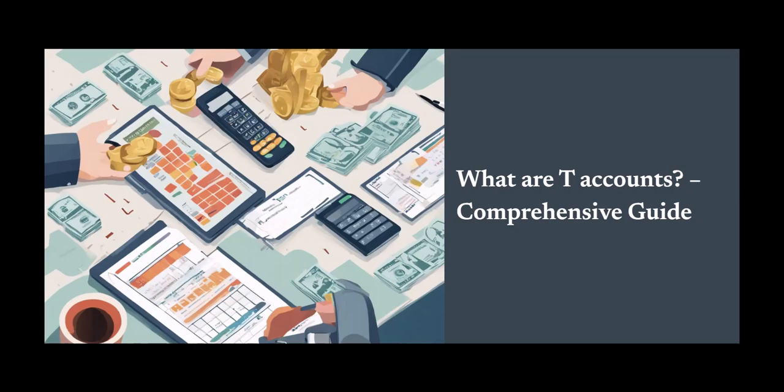Sixth, remember the golden rule, debits equal credits, always. This is the magic formula of double entry bookkeeping. Every transaction will always have a corresponding debit and credit entry with equal amounts. This ensures your accounting equation remains balanced, a fundamental principle for accurate financial records.